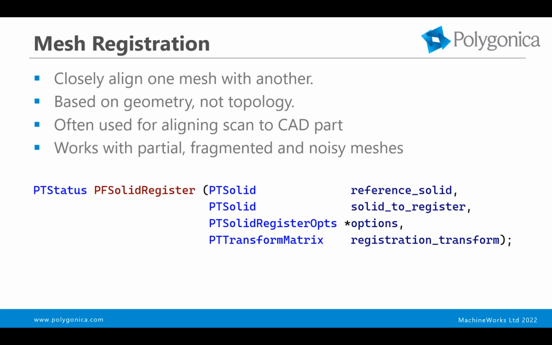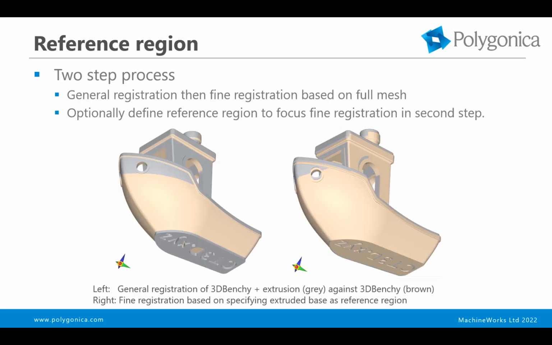You can see the function there, PF solid register. It takes in a reference solid, that's the solid to register against, and then the solid to register, and then the result is a transform which you can apply to either solid, or you can use it as something to put into a test system to work out how well the registration happened, etc. There's also some options, which I'll talk about in this slide.